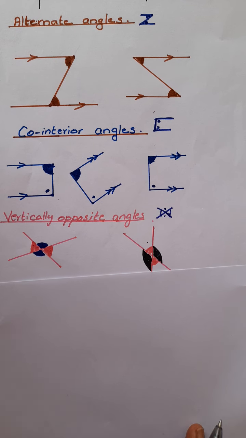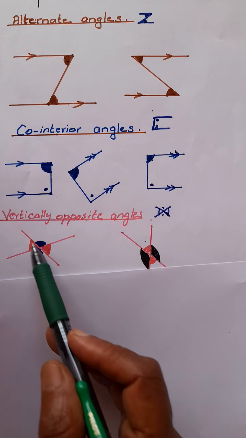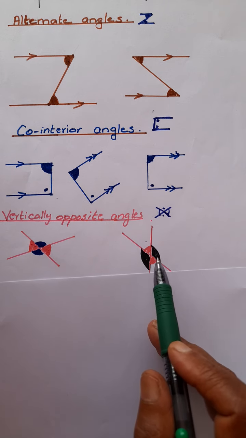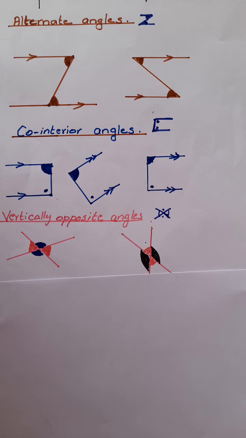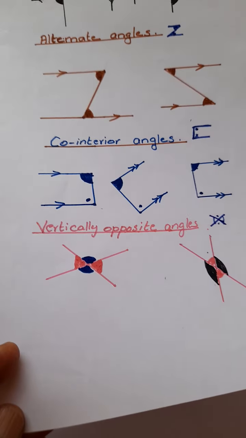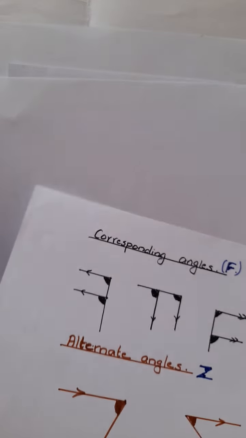We must also look into vertically opposite angles. When two lines cut each other, the opposite angles are equal. So this is another pair of opposite angles here. And then we will look into a few questions.